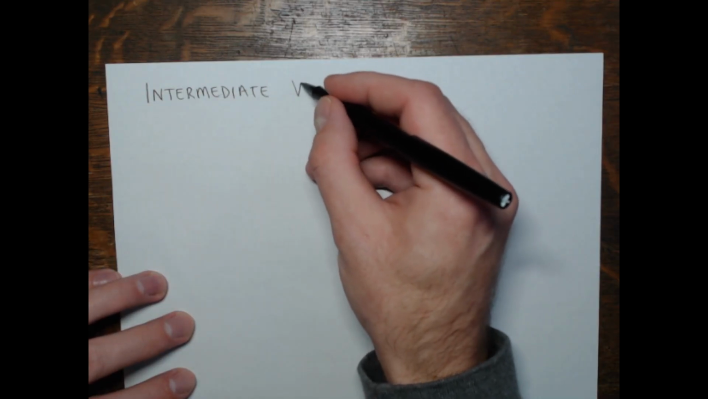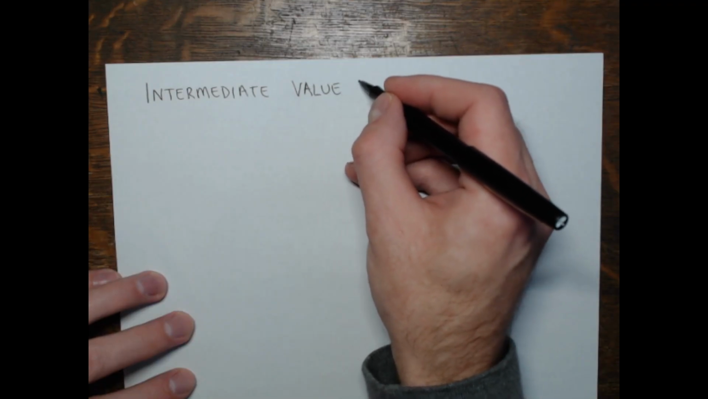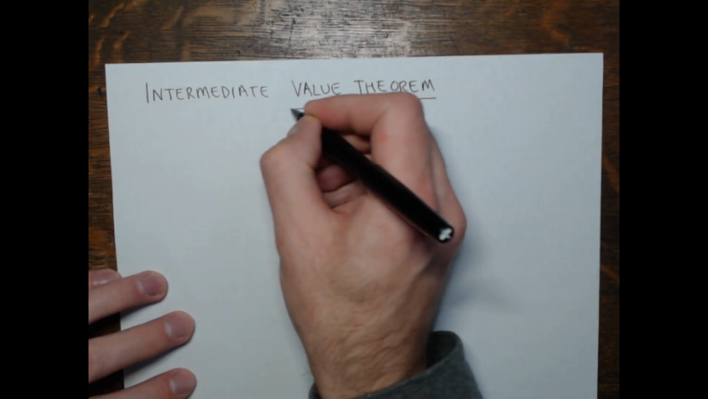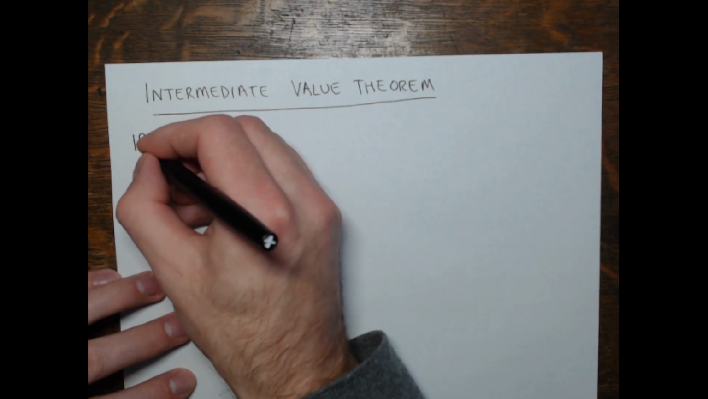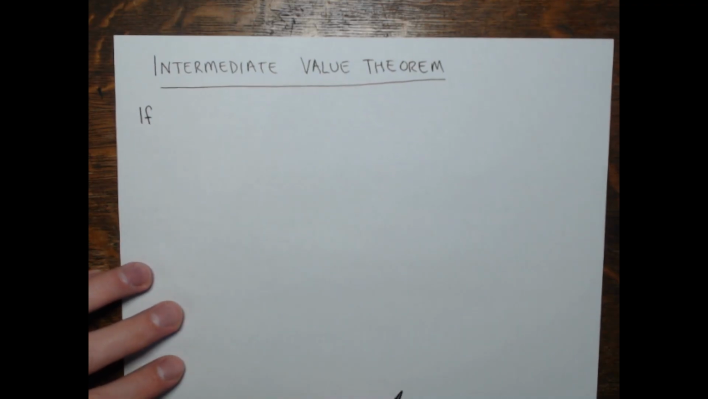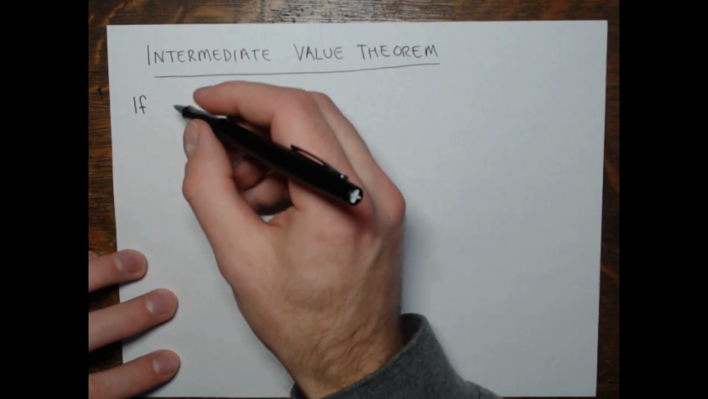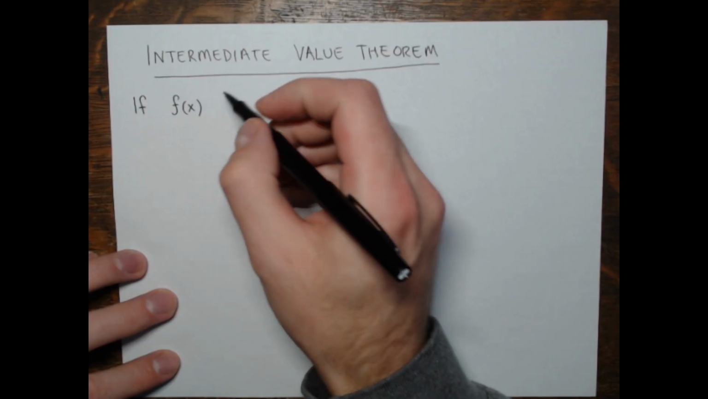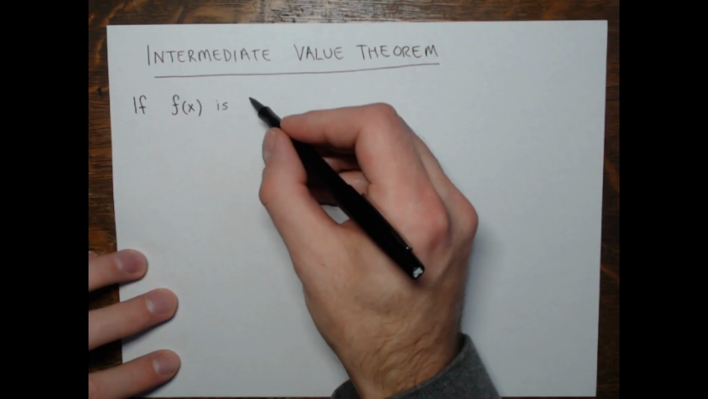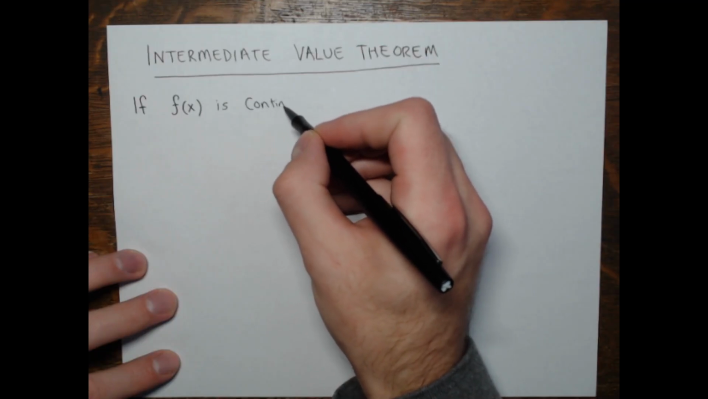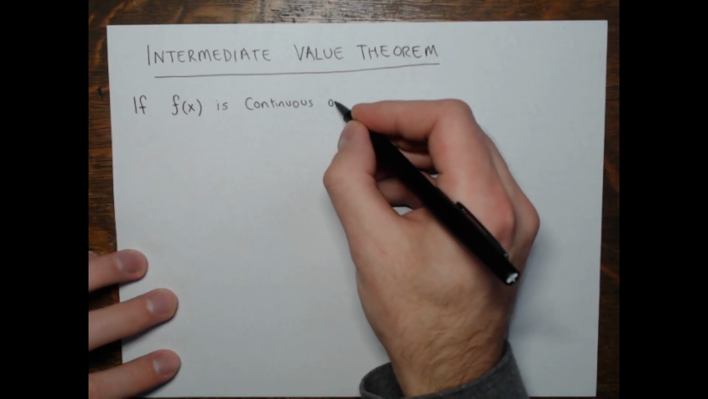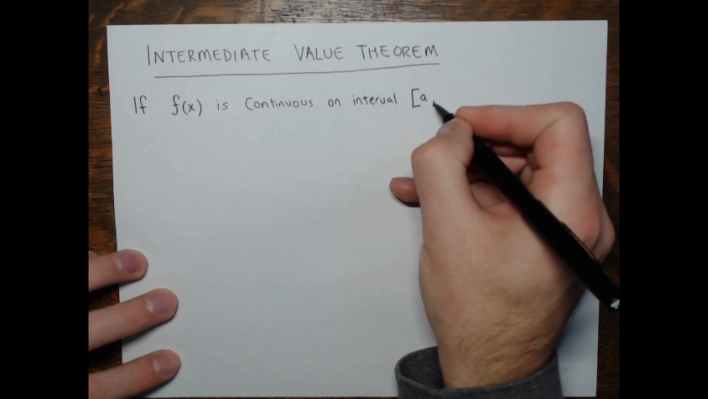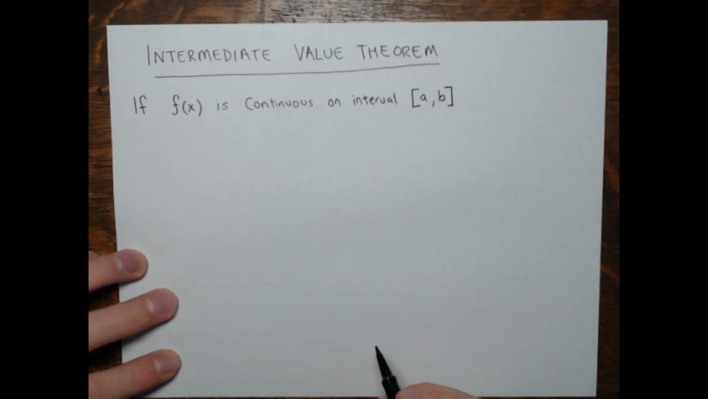So the intermediate value theorem. This states that if the following is true, then something's got to happen. So if we have a function, say f of x, if f of x is continuous on some closed interval, so on an interval from x equals a to x equals b, notice the brackets here.